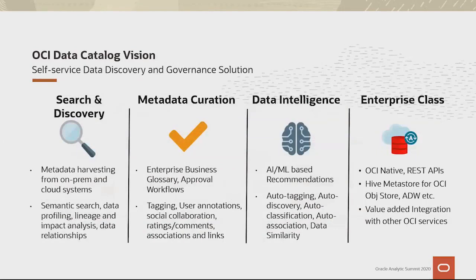So as we said earlier, data catalog provides or enables self-service data discovery and governance. Right? And it does it in the following 4 pillars. The first pillar is about search and discovery. The idea here is that in order for you to get a better visibility of information assets in the organization, you need to be able to search and discover and harvest technical metadata from a variety of on-prem and cloud systems.